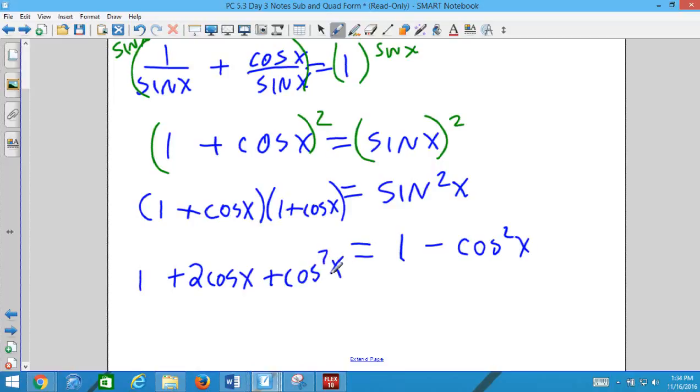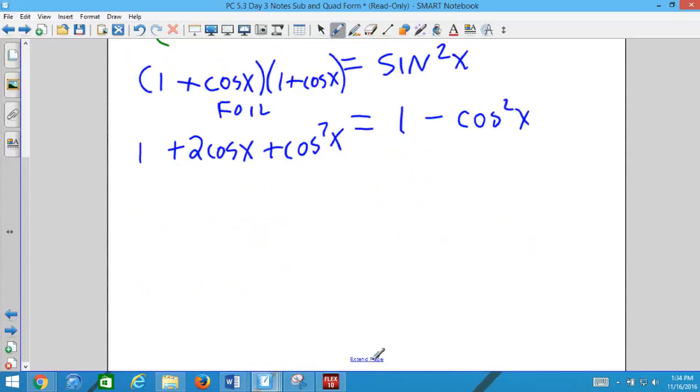I did it really fast. Combined my like terms, did the FOIL method. At this point, I have all cosines. So now I'm going to try to solve it. I'm going to add cosine squared x to both sides, and subtract 1 from both sides, and rearrange some stuff.